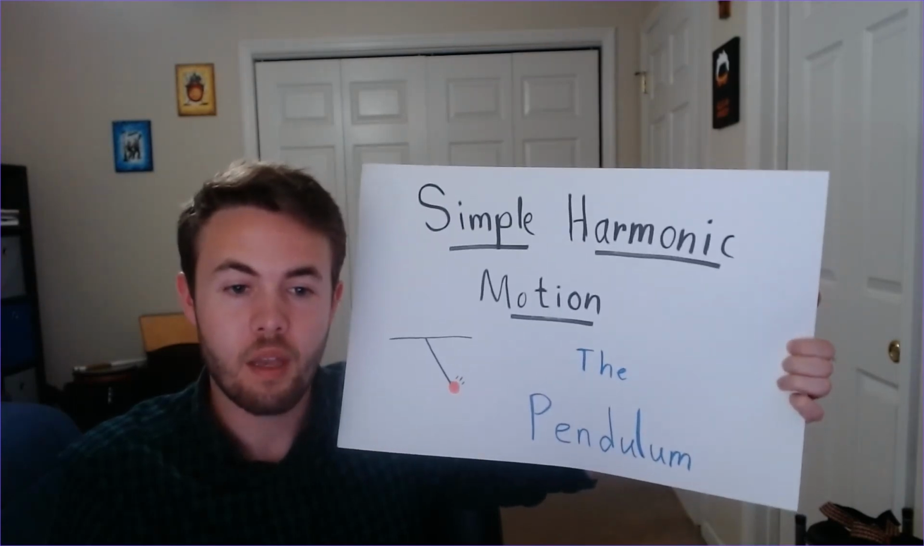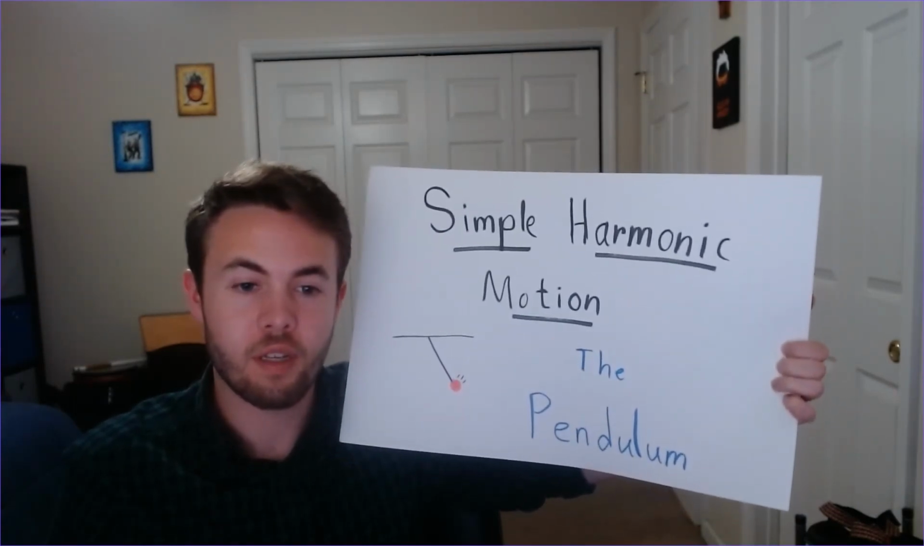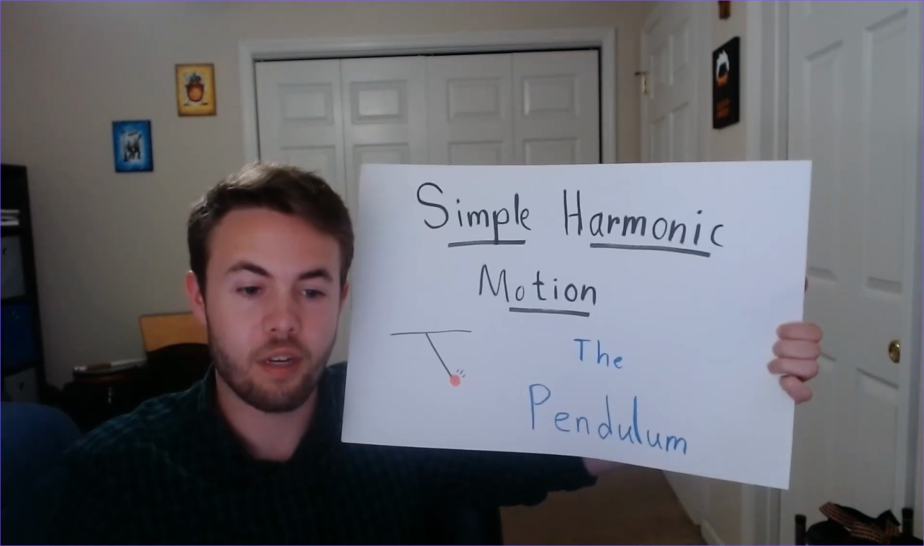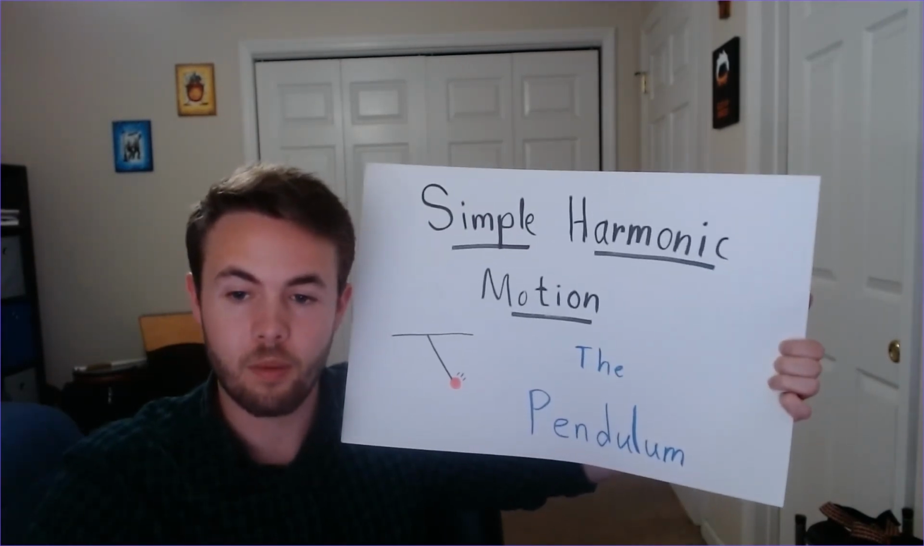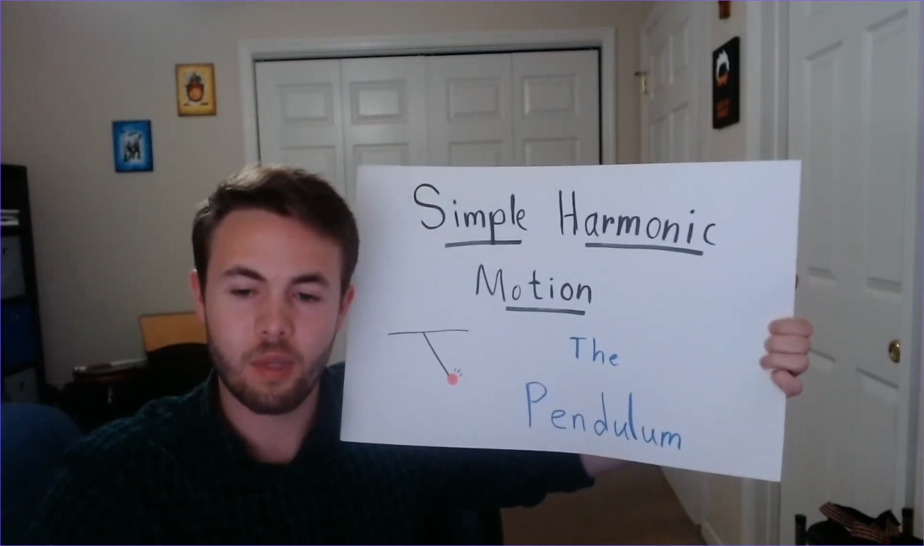Today I'd like to talk about simple harmonic motion and focus on the pendulum. What we define as simple harmonic motion is a simple system that undergoes repetitive motion due to the damping force proportional to the distance from equilibrium. That was a lot of words, but what does it mean?